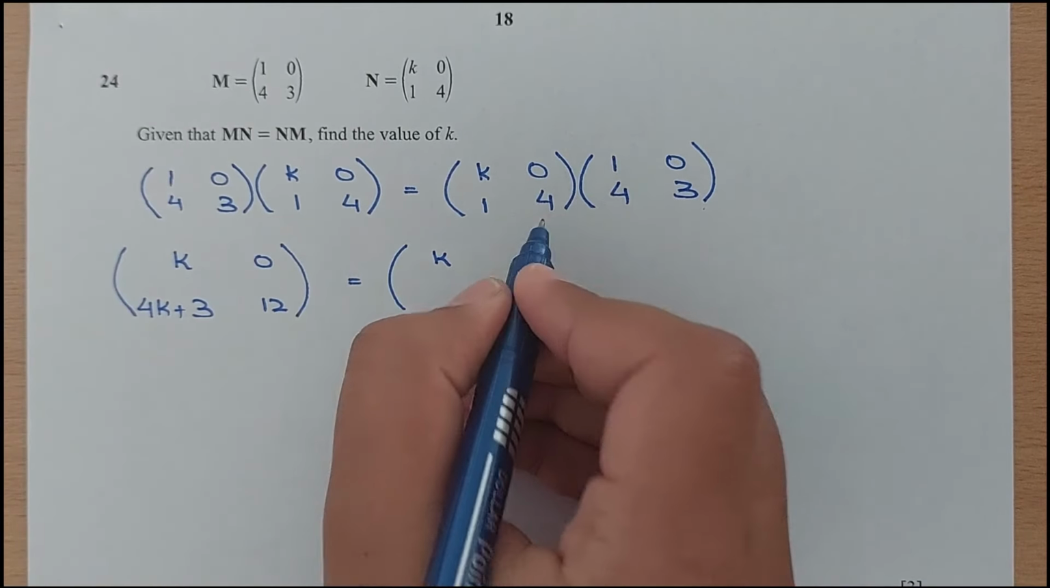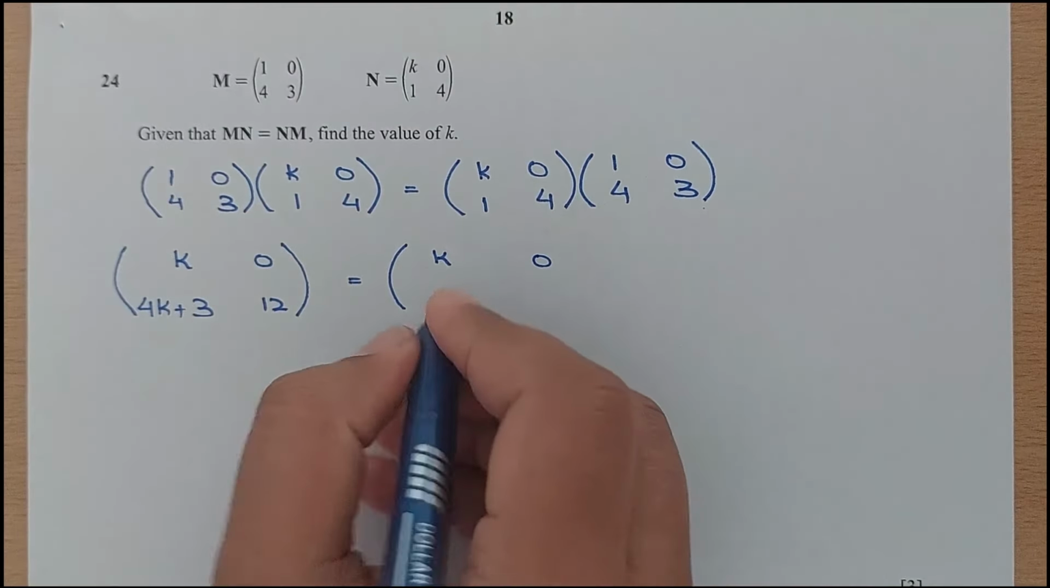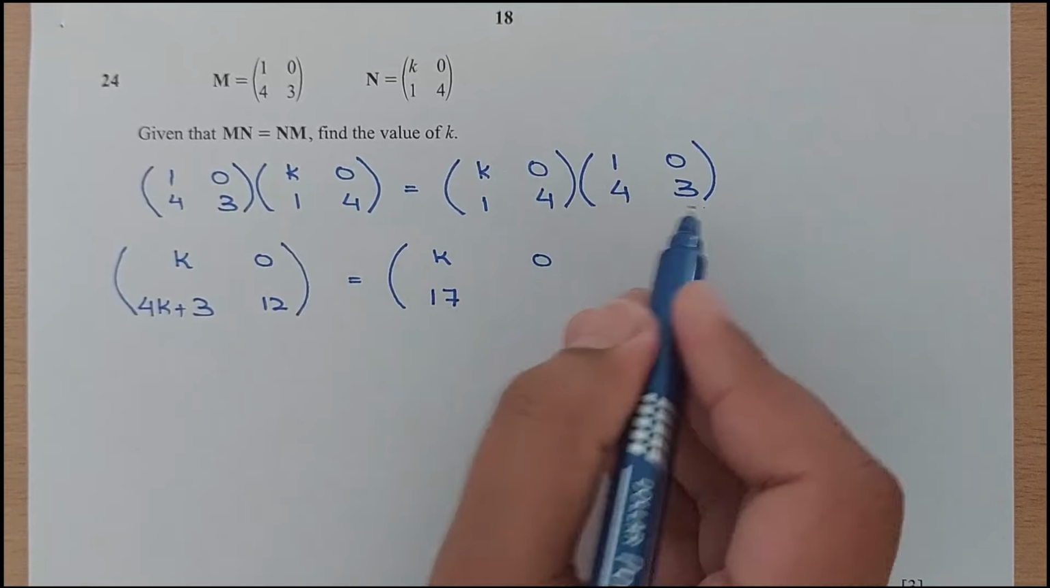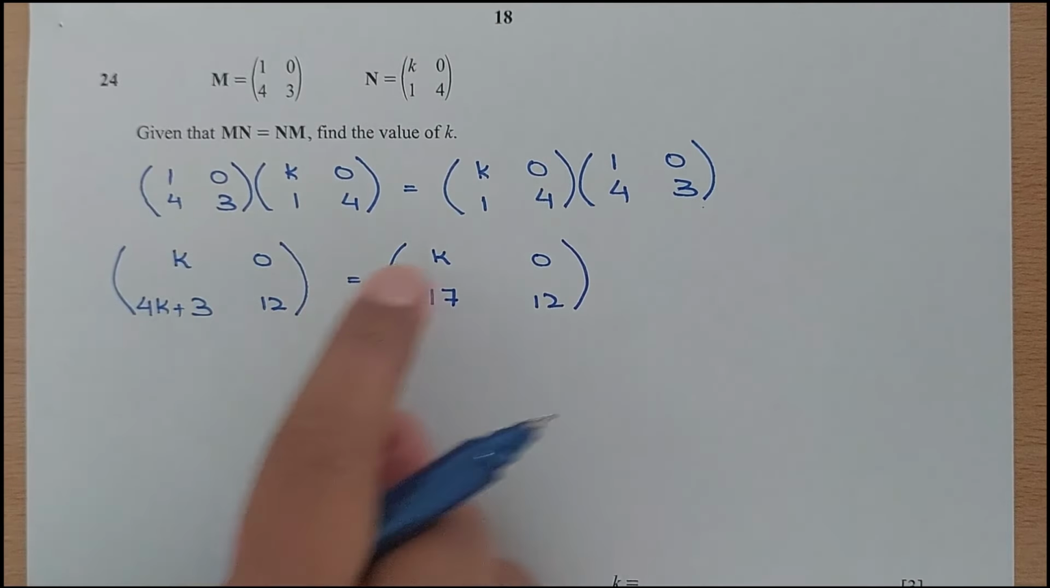1 times 1 is 1, 4 times 4 is 16. So 1 plus 16 is 17. And 1 times 0 and 4 times 3, that is 12. So we have K0, 12, K0, 12.